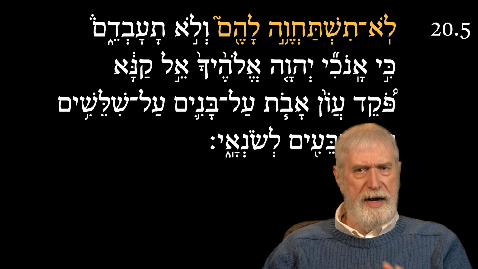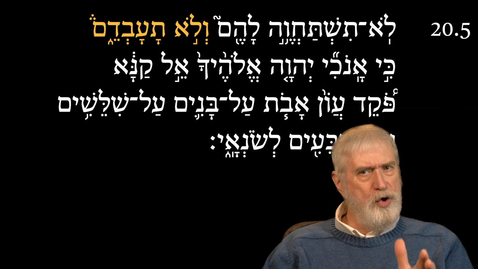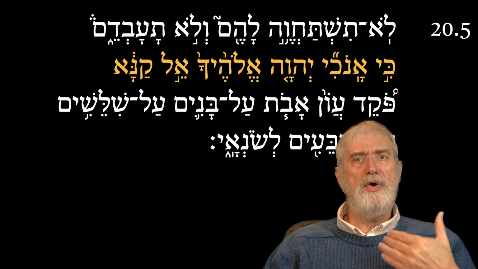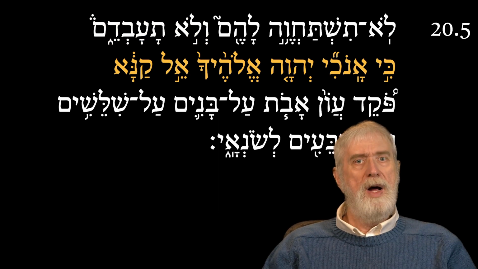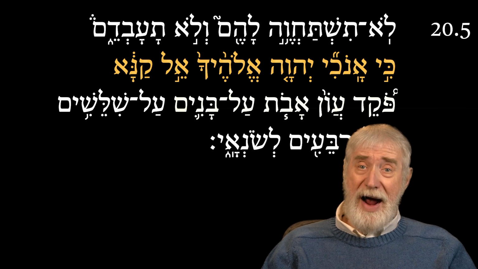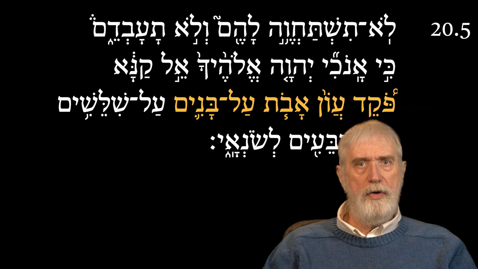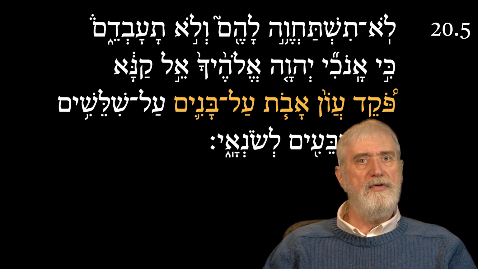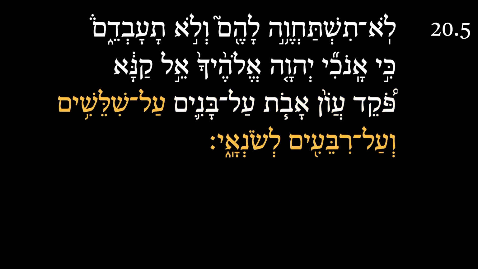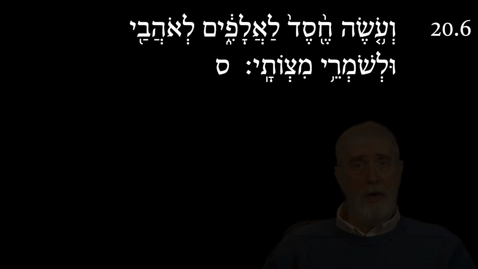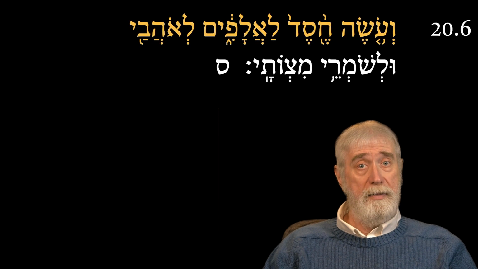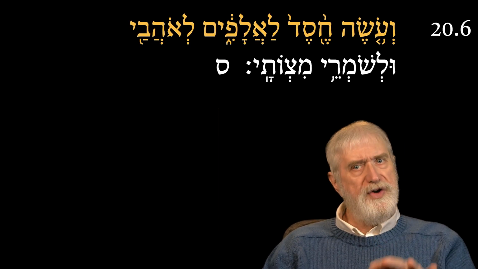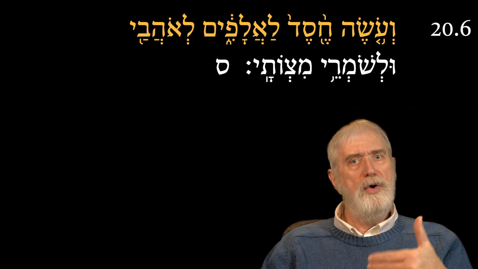Lo tishtakaweh lahem. You must not bow down to them. Walo ta'avdeim. And you must not worship them. Ki anokhi Yahweh Eloheka el kana. Because I, Yahweh your God, am a passionate God. Poked avon avot al banim. Putting the punishment for the sins of the fathers upon the sons. Al shilleshim wa'al ribbei'im lesone'ai, to the thirds and the fourths with respect to those who hate me. Wa'ose chesed la'alafim le'ohavai, but giving grace to thousands with respect to those who love me.